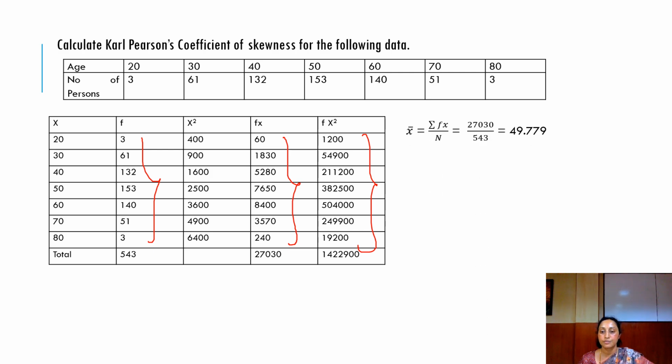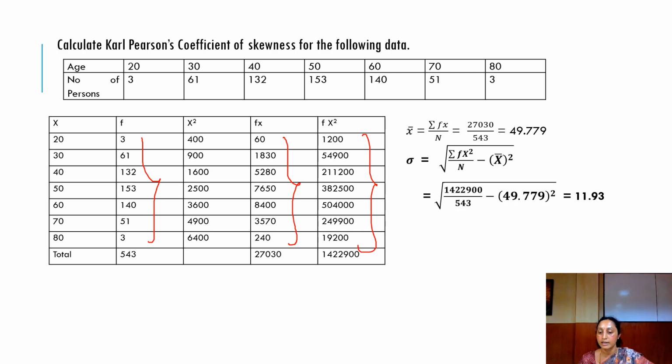After that, let us find x bar, that is the average age, which is given by total of fx divided by n. So we get the average age as 49.779. Now let us find the standard deviation in the age by using this formula and substituting all the values, we get the standard deviation as 11.90 years.